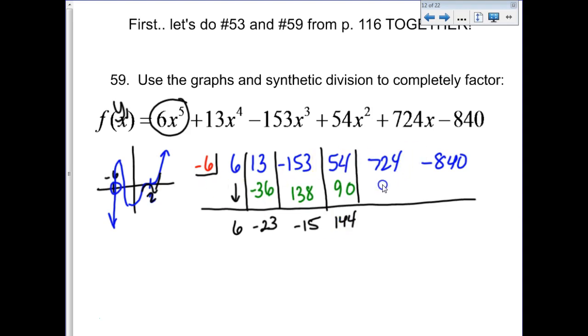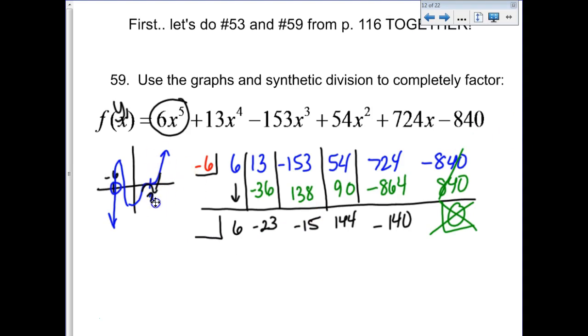144 times -6? Negative 864. Okay. What's that? -840? Okay. And please tell me that's positive 840. Oh, good. Okay. So that should have come out to a remainder of 0 because of our work yesterday. Remember, when you do synthetic division on a root of a polynomial, the remainder is 0. The problem is we're still at what's called a quartic. That's definitely not a quadratic, so we've got to do this again.